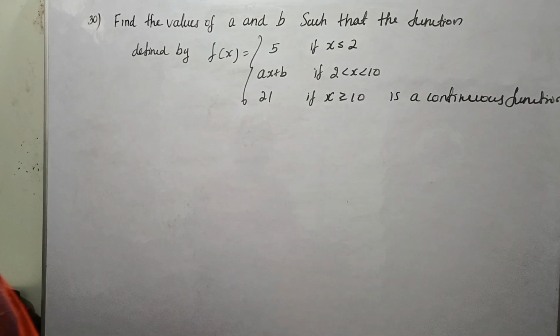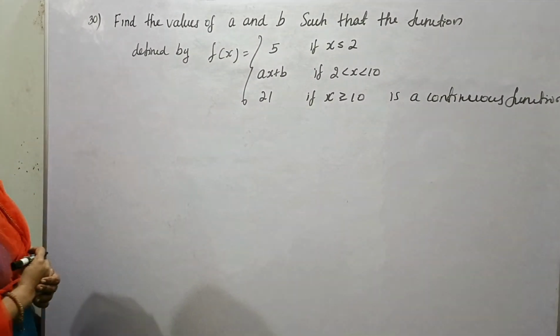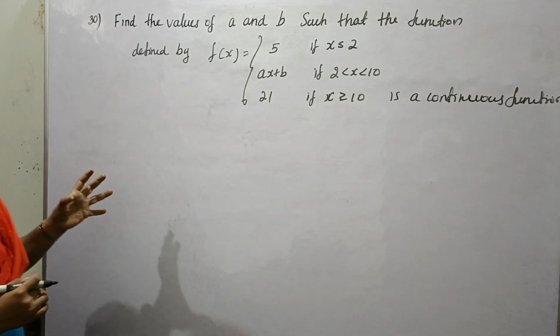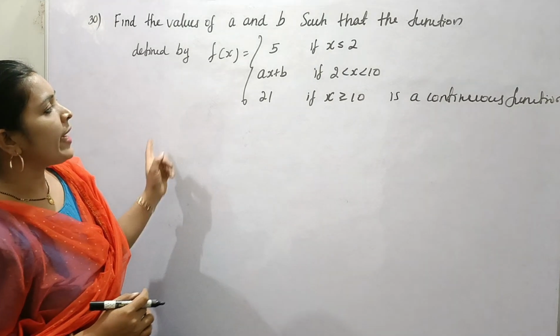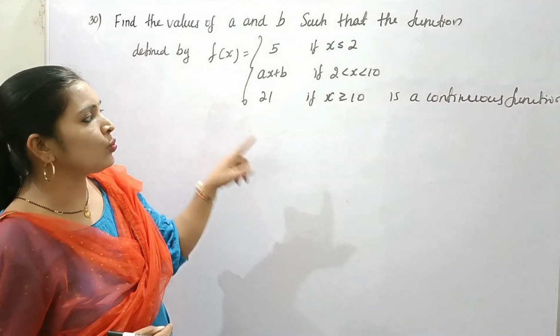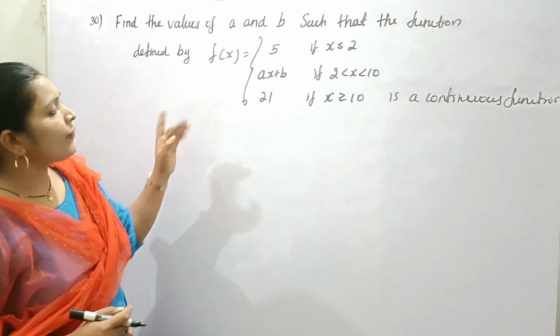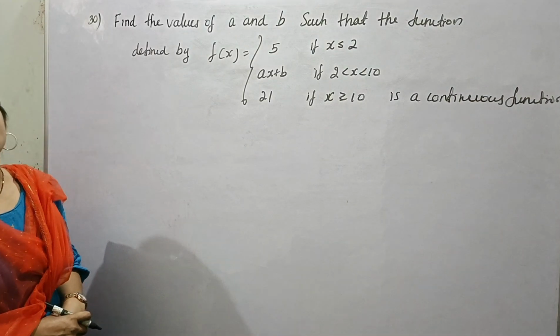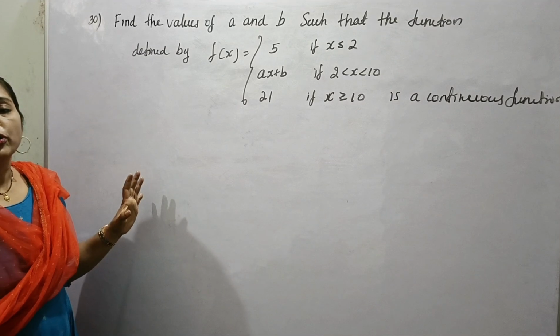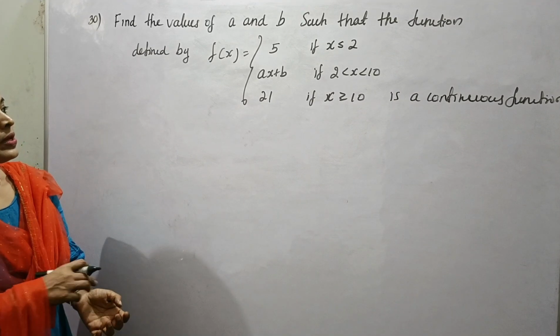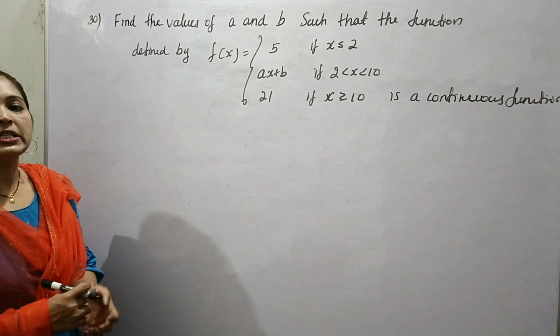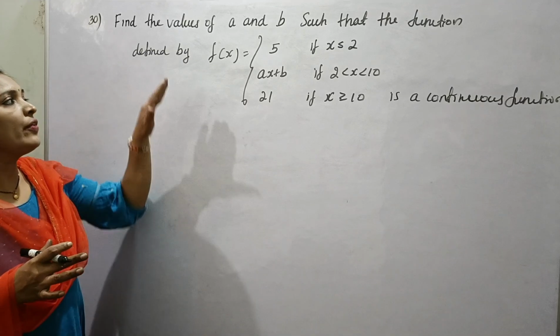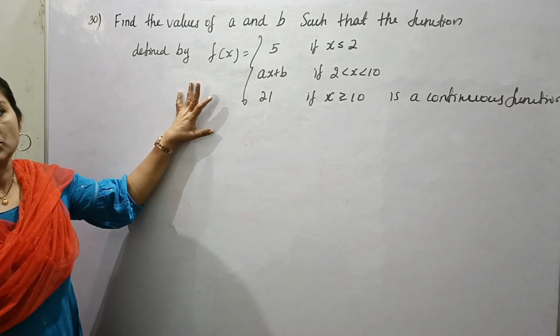Find the values of a and b such that the function defined by f of x is equal to 5 if x is less than or equal to 2, f of x is equal to ax plus b if 2 is less than x less than 10, f of x is equal to 21 if x is greater than 10, is a continuous function. It's a very important question, a 2015 question. So here we have to find the values of a and b if the function is a continuous function.